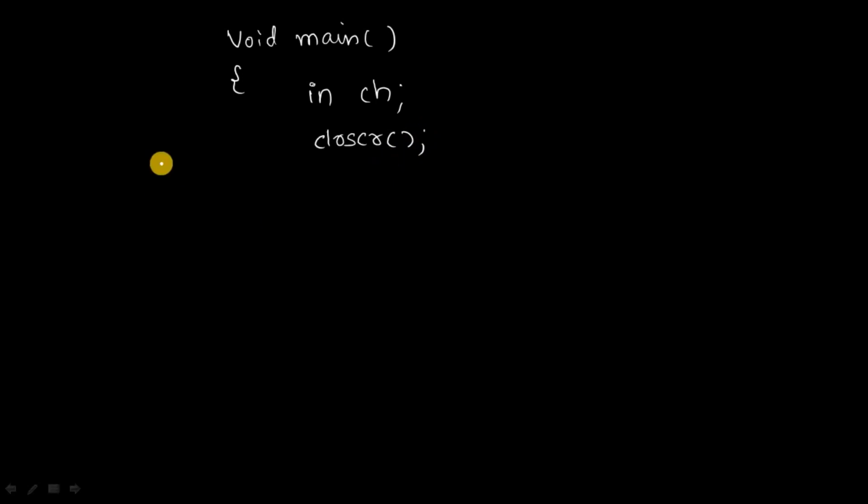Now we will start writing the main function. Firstly, void main. I need a choice variable, because while reading the input I require this choice variable, and clrscr. First of all, you decide the size of the stack. So, you ask the user to enter the size of the stack.